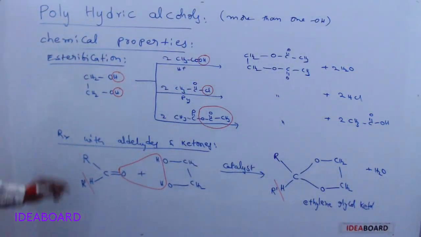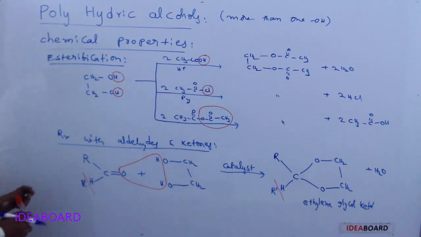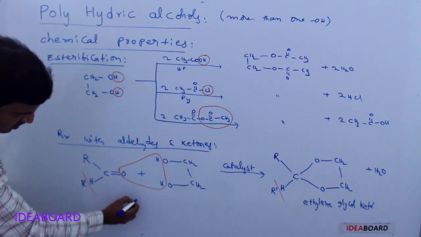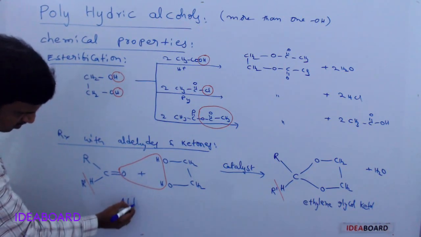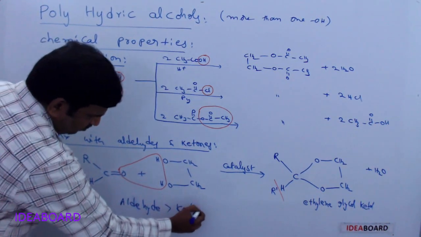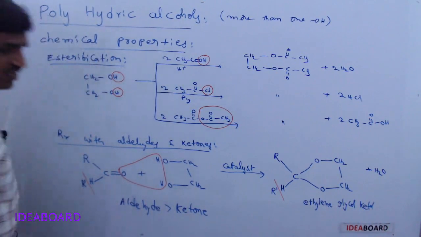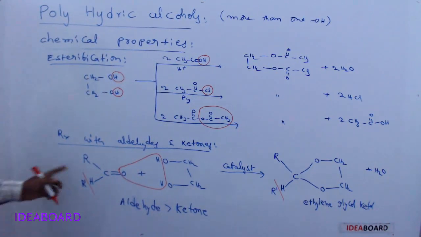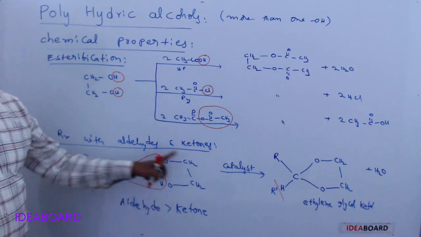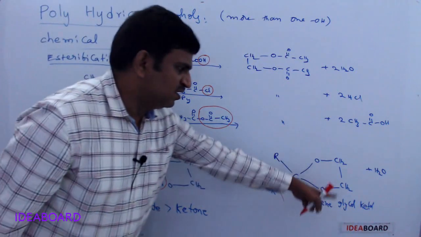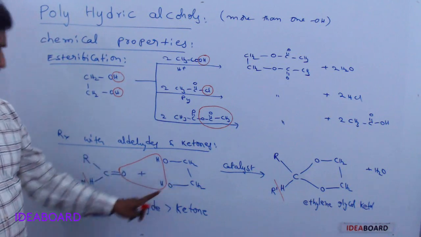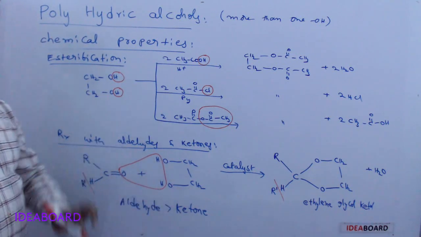And in this, which is more reactive? Always remember, when an aldehyde group and a ketone group are available, the aldehyde group is more reactive than the ketone group. So suppose a compound contains two groups, for example, a keto group and an aldehyde group. In that, the aldehyde group reacts first with ethylene glycol and forms a cyclic ketal, whereas the ketone group does not react. Only 1 mole is taken, only the aldehyde reacts, the ketone will not react.